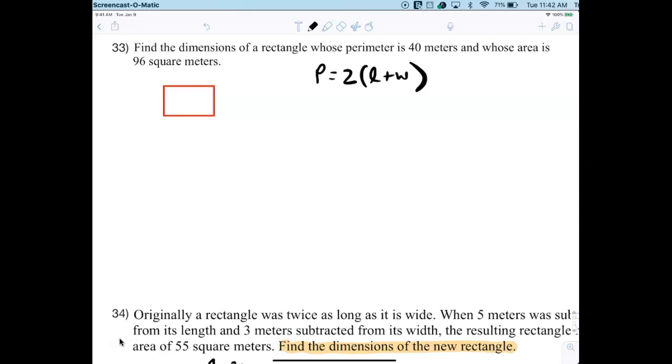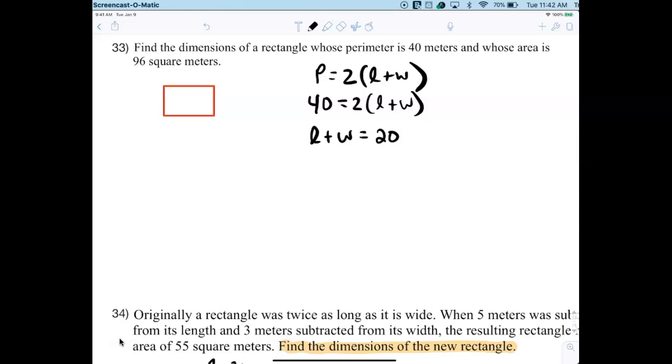Does everybody agree with that? Length plus width times 2. It's the same as 2L plus 2W. What is the perimeter? 40. So 40 is equal to 2 times (L plus W). So can somebody tell me what L plus W has to equal? Length plus the width has to equal 20.